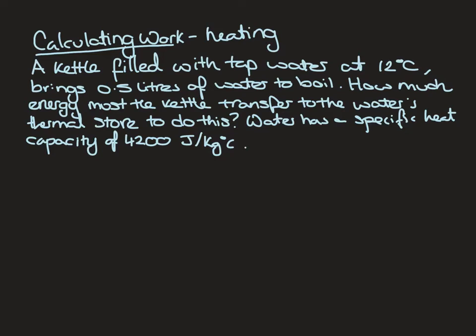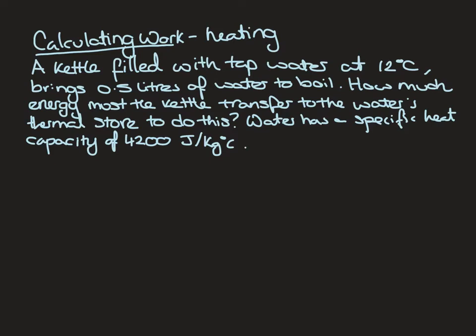Next, we're going to look at a situation where work has been done via heating. So in this example, a kettle is filled up with tap water at 12 degrees C, and it brings 0.5 litres of water to the boil. How much energy must the kettle transfer to the water in its thermal store to do this? Water has a specific heat capacity of 4,200 joules per kilogram degree C.